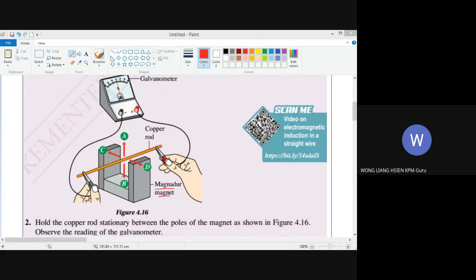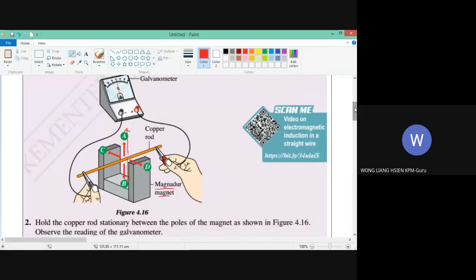Okay, there is a magnetic field between the two magnets. So what happens is we take this copper rod and either move it up or move it down. Then there will be relative motion.